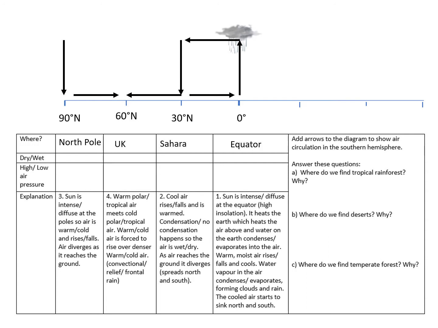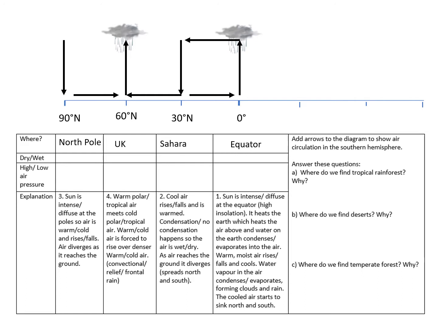The third thing that happens is around 60 degrees north, which is roughly where the UK is, you have cold polar air meeting warmer air coming from the tropics, and they have a battle. It's called a front. It's called frontal rain. What happens is the colder air is a lot denser and the warmer air is forced to rise over the colder air. As this warmer air rises, it cools, any water in it condenses, forming clouds and then raining. So this is why it's wet over the UK.